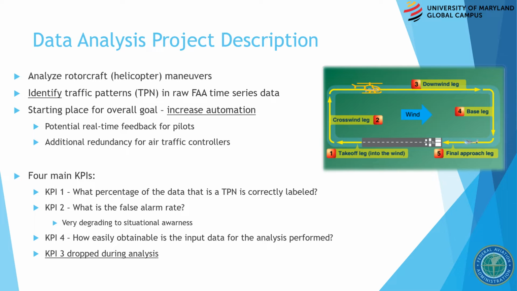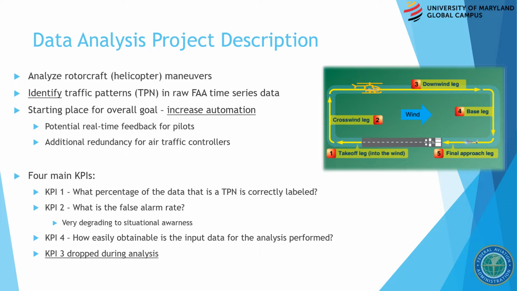You can see there are different legs, and it ends in a takeoff, and then downwind, base, and approach are basically the parts of that. The goal of identifying these traffic patterns is to use that as a starting place to increase automation both in and outside of the cockpit. Inside the cockpit for the pilots, and then outside of the cockpit for any air traffic controllers that might be able to look at specific data and try to have alerts for potential collisions between aircraft.